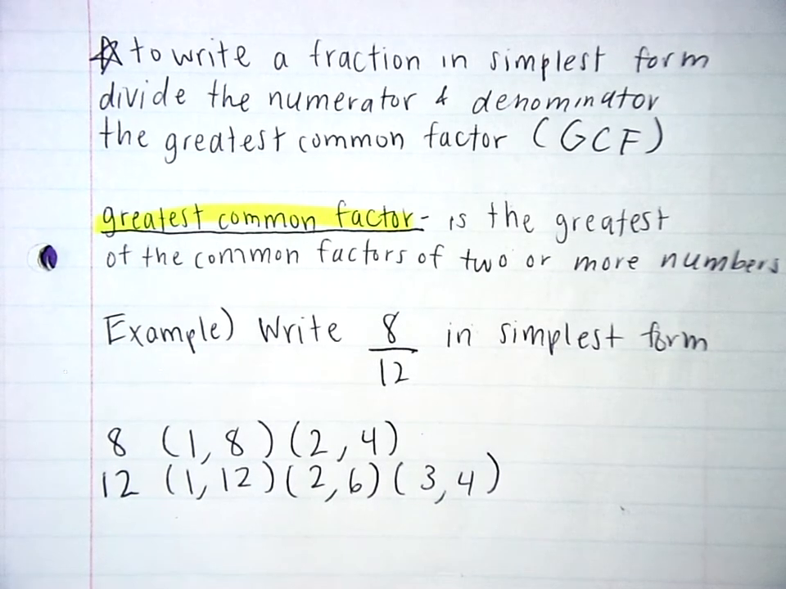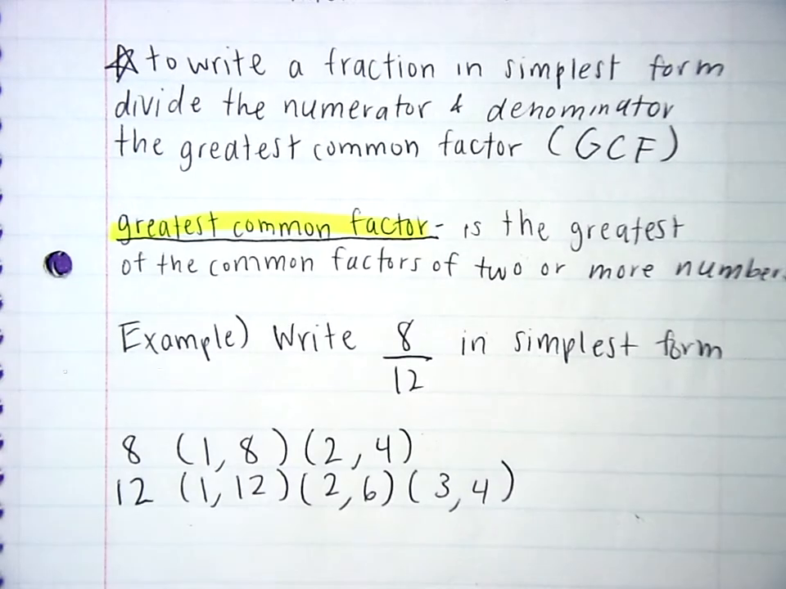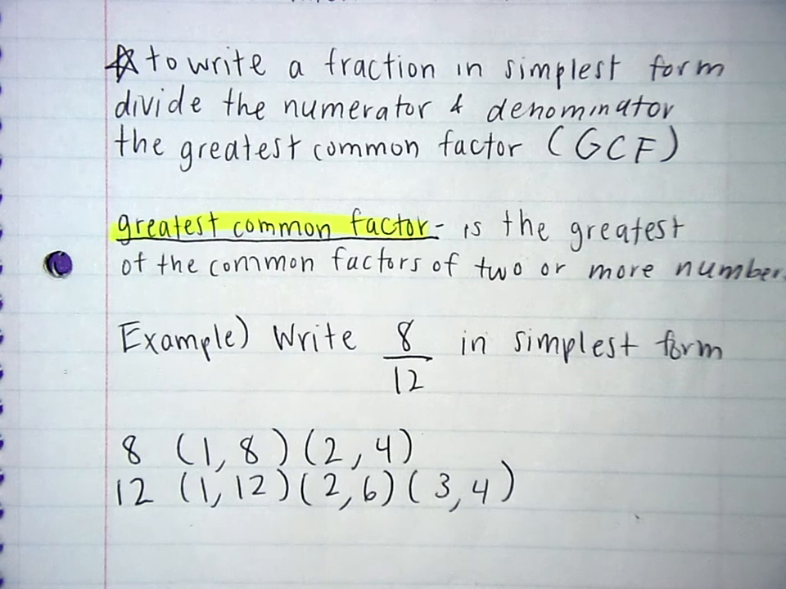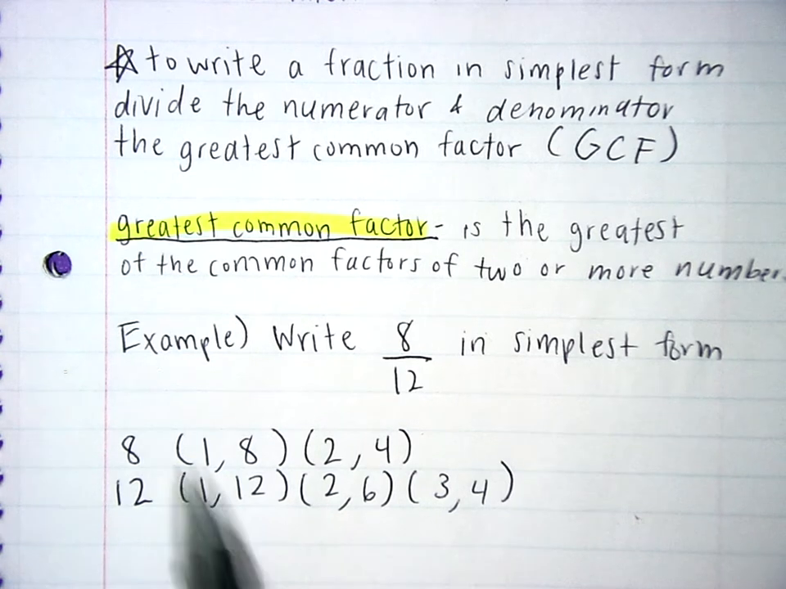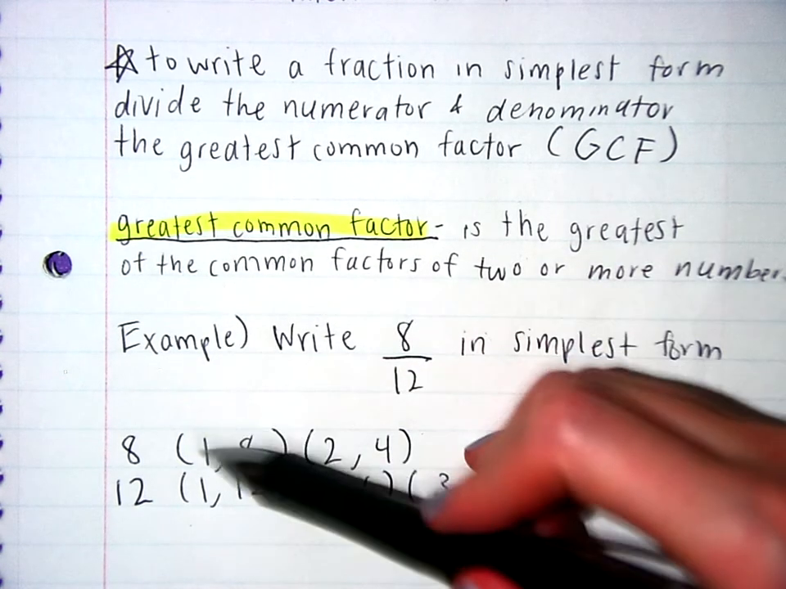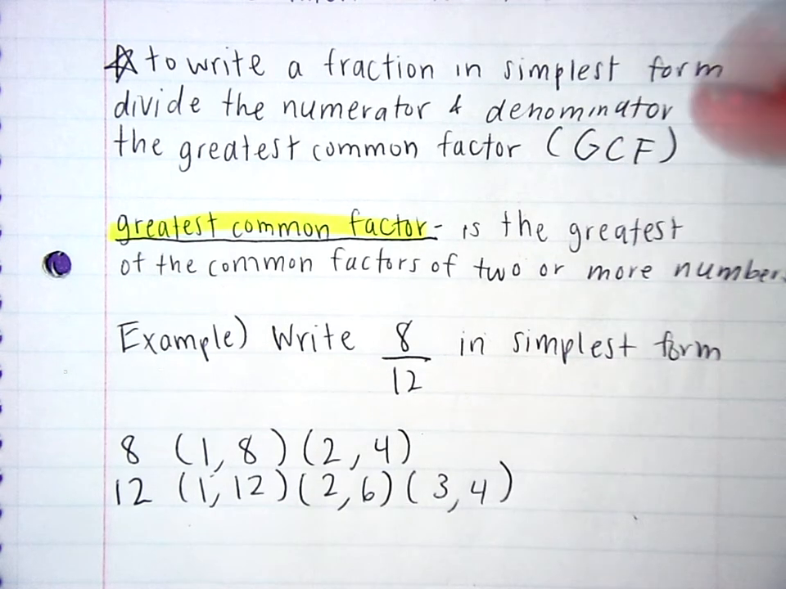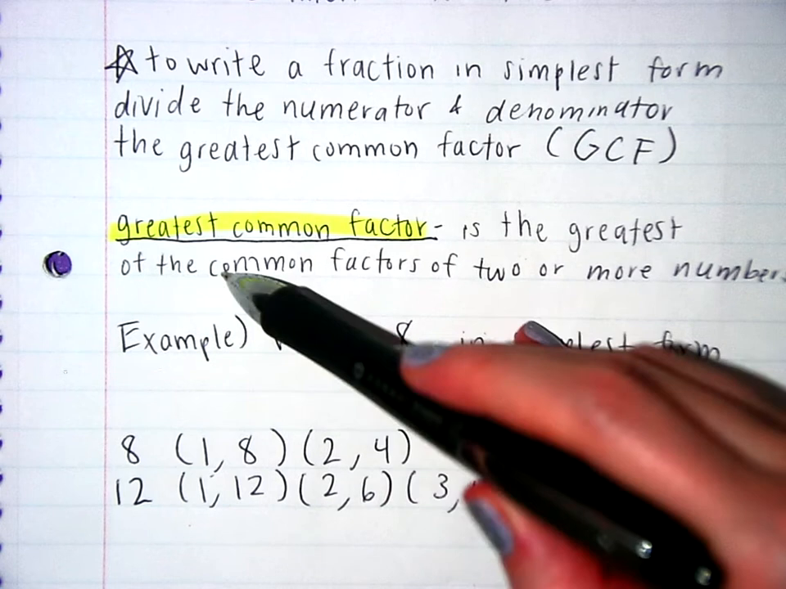So now this is where it's very important, because we are looking for the greatest common factor. There are going to be factors that both the numerator and the denominator share, but you need to choose the greatest, meaning the largest number that they share. So if I'm looking at all the factors, I'm going to find the ones that they share. So I see they share 1, but 1 is the least of the factors that they share. Remember, we're looking for the greatest number.